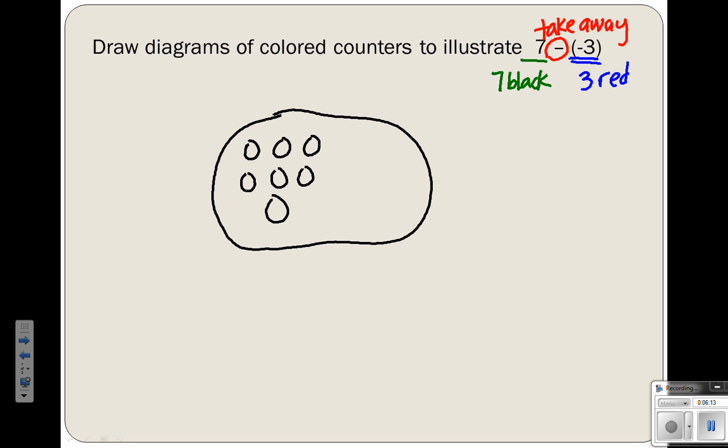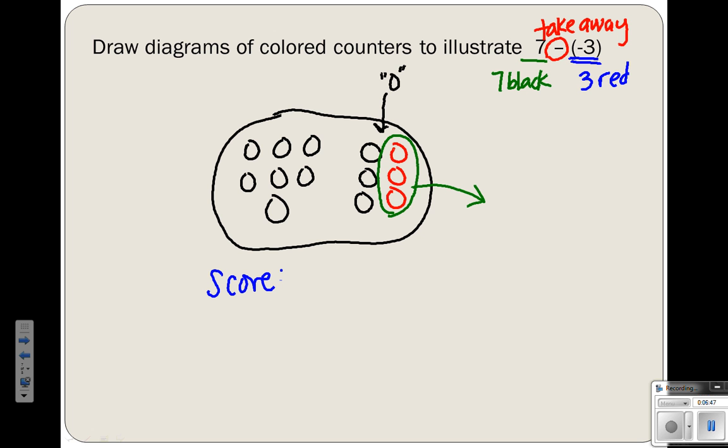So if I need to take away 3 red, I'm going to add in 3 red. But to offset those, because I can't change my problem, I'm going to add in 3 additional blacks. So that this part over here is really like a 0. Okay, I've added in a black and a red to offset each other. Now I can group and take away what I need to. I need to take away 3 red, so I'm going to group these red. I'm going to take them away. So I'm going to draw my arrow out. Then my score, what I have left inside my set, is 10 black.